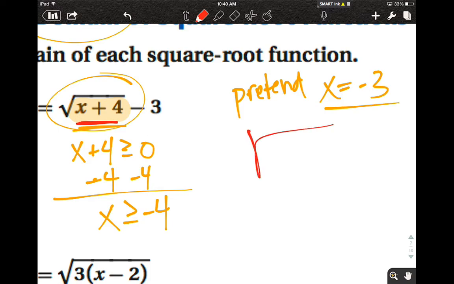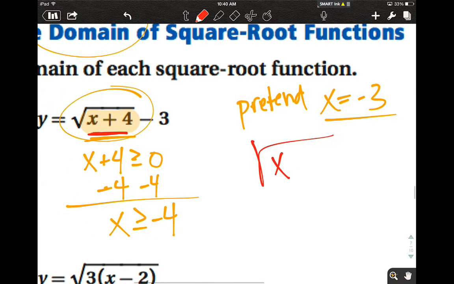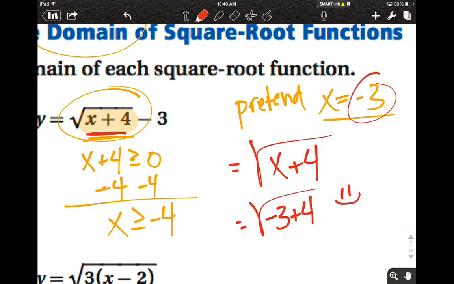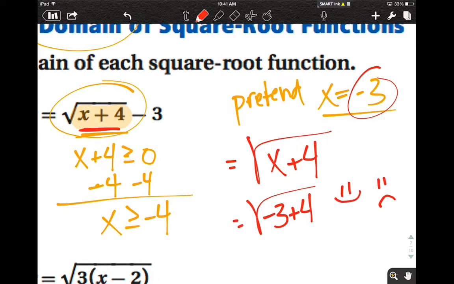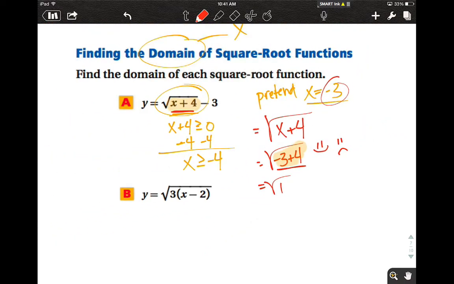If my square root portion is x plus 4, then whatever x is, I'm pretending it's negative 3. If I do the square root of negative 3 plus 4, is that something that I can do? Is that smiley face or sad face? Well, PEMDAS tells me that I got to do my adding or subtracting first. So really, this is just the square root of 1, because negative 3 plus 4 will, in the end, give you a positive number. That's the kind of thing you're looking for here.